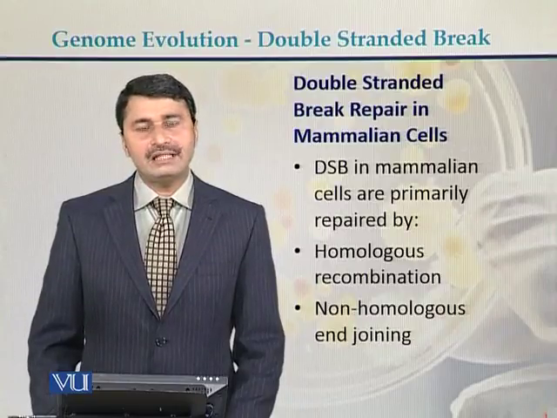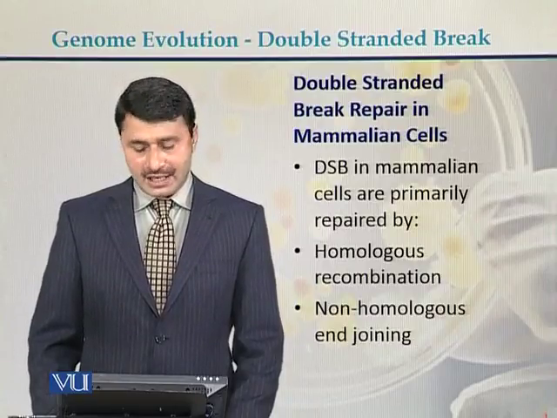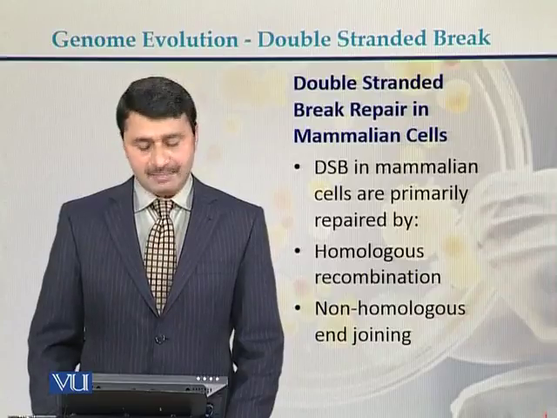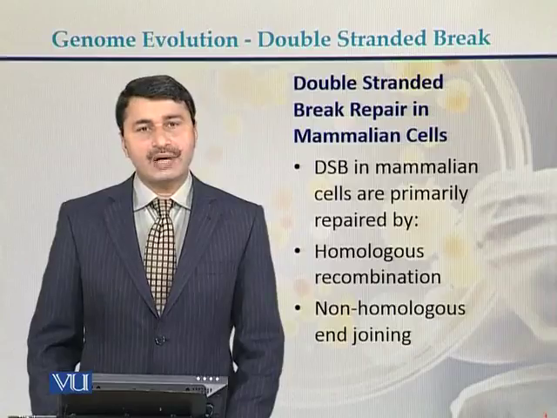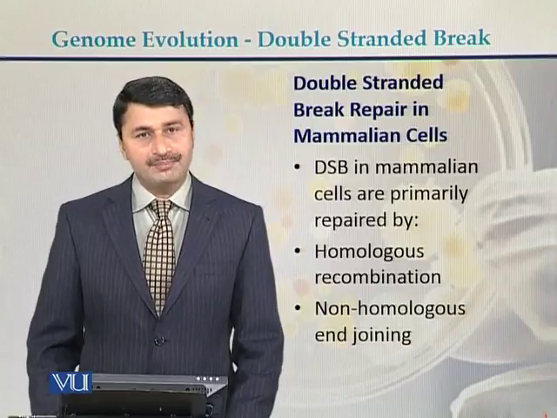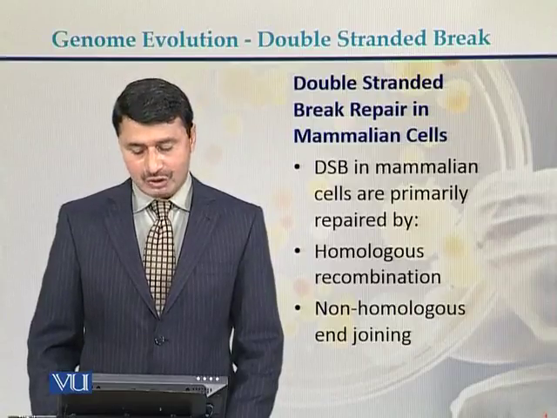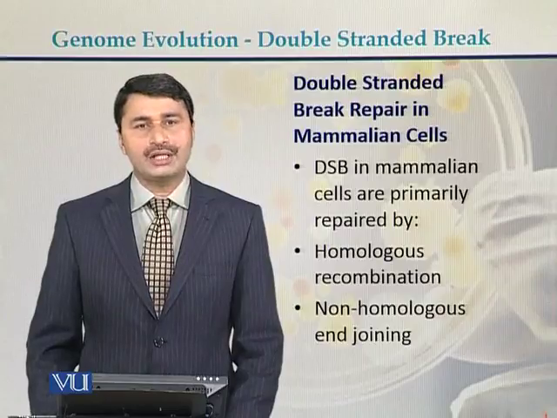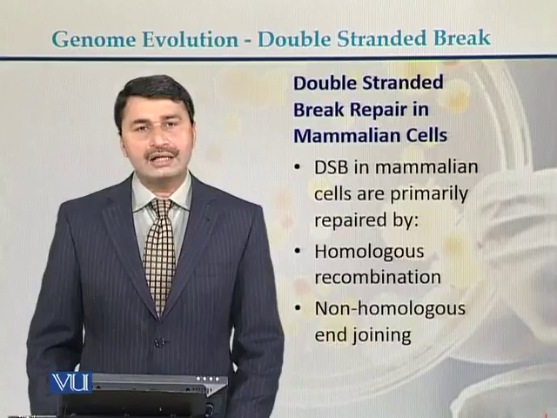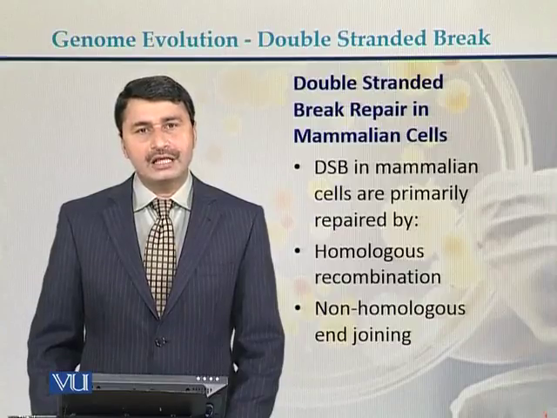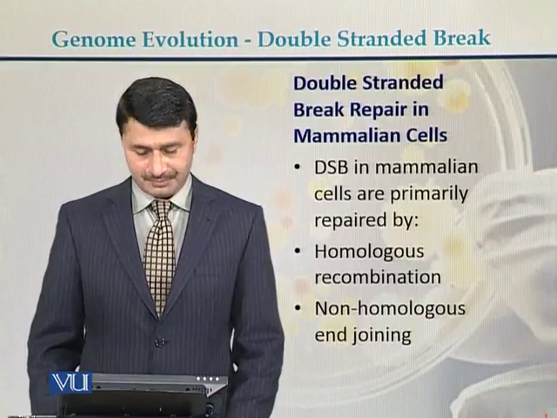In the case of mammalian cells, double-stranded breaks are primarily repaired by two methods. The first method is homologous recombination, and the second method is non-homologous end joining. So these two methods are used to repair the double-stranded break in mammalian cells.